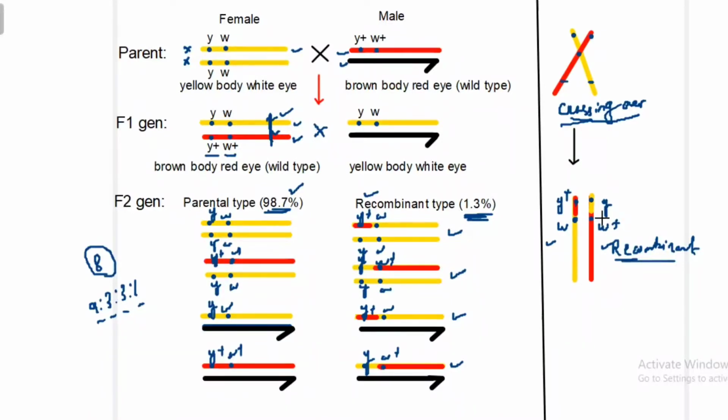If there would have been more distance, okay, if the genes are present at large distances, so what would have happened? Easily there would have been recombination. So the recombinant type would have been like something 10% or 20% or maybe 30%. If the two genes which are present on the same chromosome but are present distantly, okay. So in that case recombinant will be more and parental will be less.